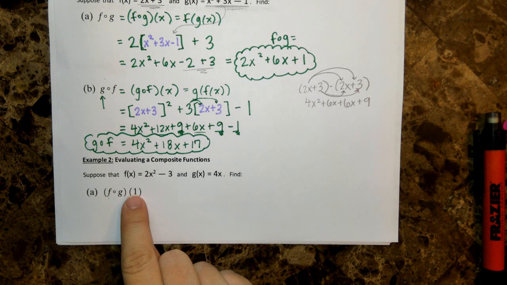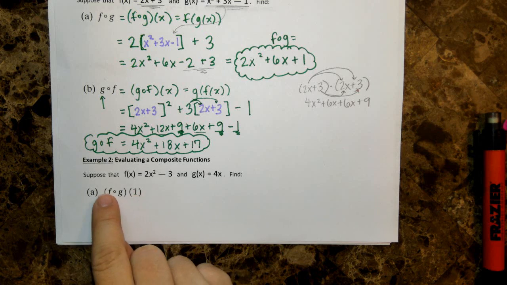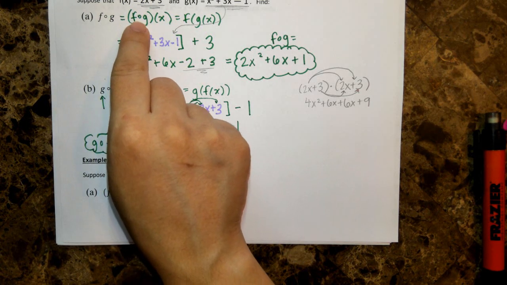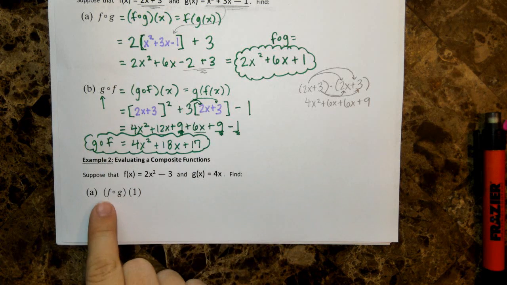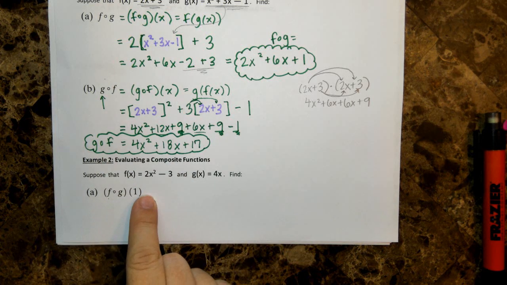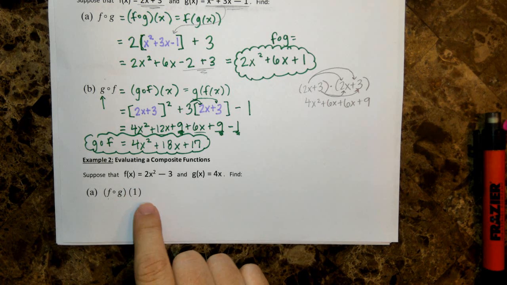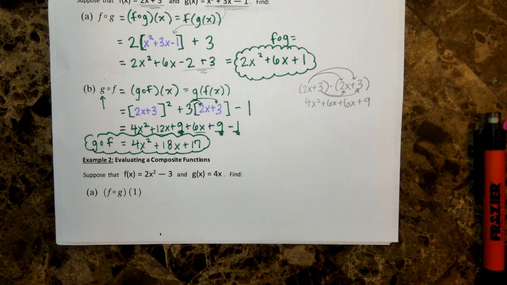Now notice it has a 1. It's f composed with g of 1. Before it was just f composed with g, or they can also write it as f composed with g of x. This one is f composed with g of 1. Okay. Now that does make a difference, but we're going to ignore that 1 for now. And right now we're just going to figure out what is f composed with g.